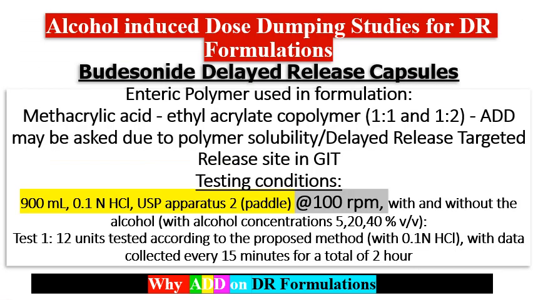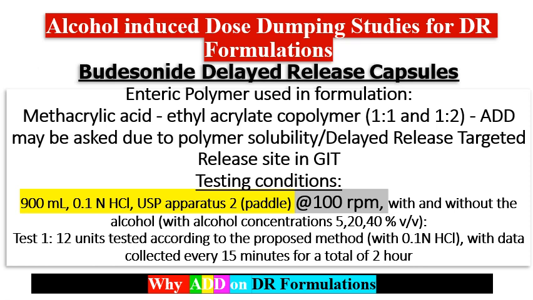Another example is budesonide delayed release capsules. The enteric polymer used in the formulation is methacrylic acid ethyl acrylate copolymer 1:1 and 1:2. So the polymer with two different ratios in combination is used for the enteric coating, and ADD may be asked due to the polymer solubility and delayed release or targeted release site in the GIT. So for this product, there is a claim of delayed release.